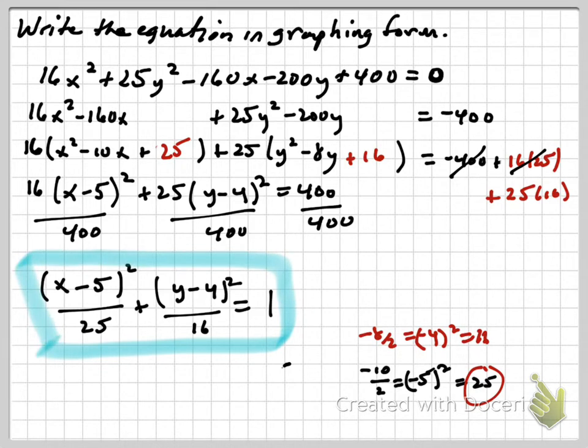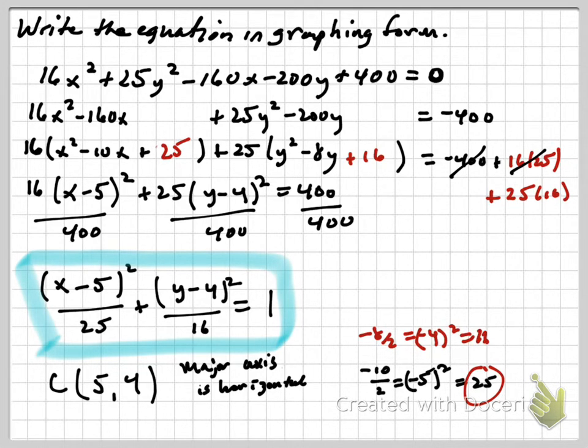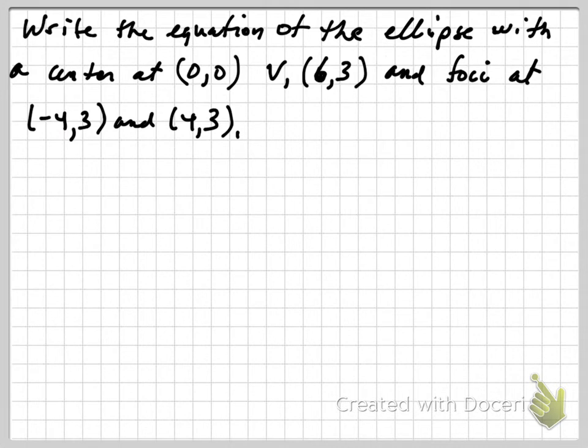So I probably would ask you, what's the center? 5, 4. And the major axis is horizontal again, because the bigger number is underneath the x. And the x is horizontal. X-axis is horizontal. All right, counting to 3. This one is just write the equation of the ellipse with that center there and vertex and foci. So I think it's imperative that you graph whatever's going on.